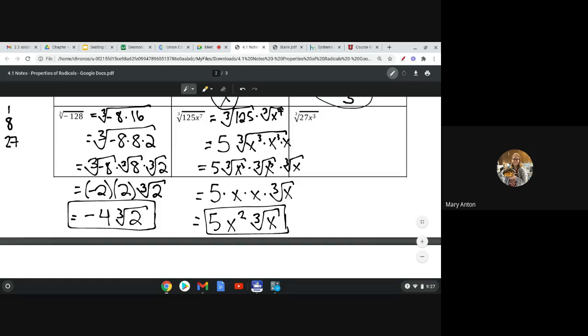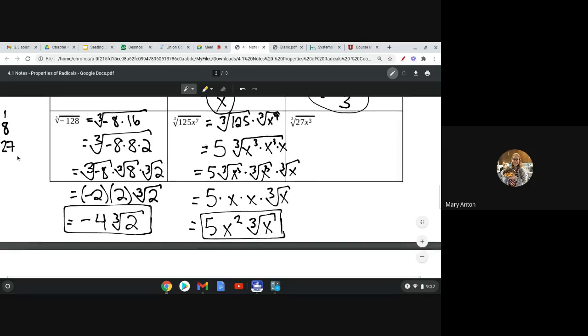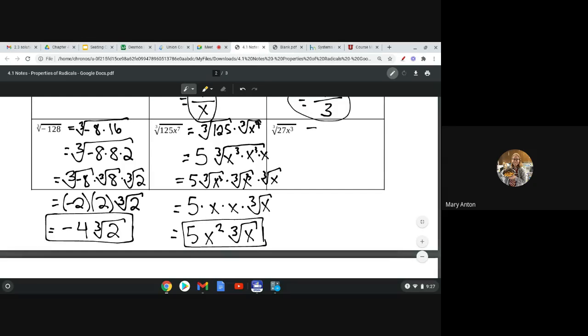Can you do the last one on your own? Break this apart into cube root of 27 times the cube root of x cubed. What's the cube root of 27, class? What's the cube root of x cubed? Just x. This is just 3x. What questions do we have? All right, these take a lot of practice, but you'll be just fine.